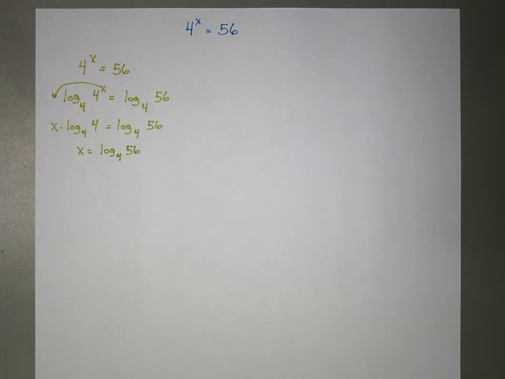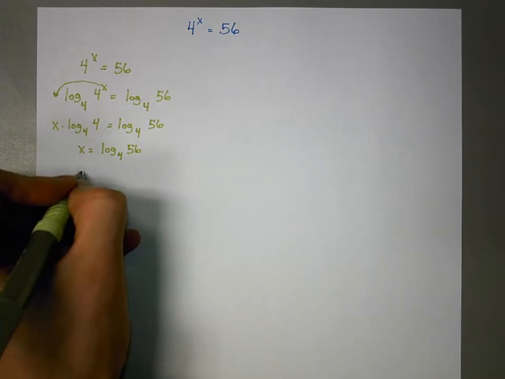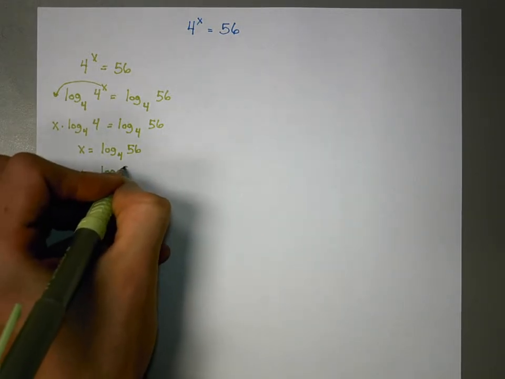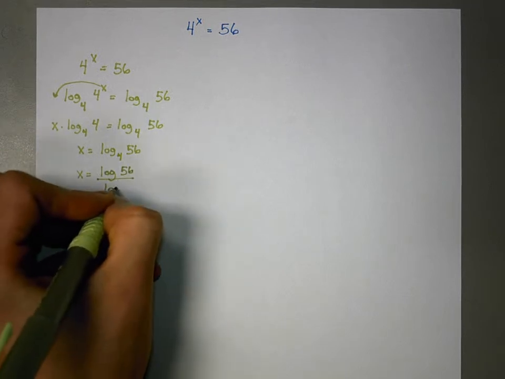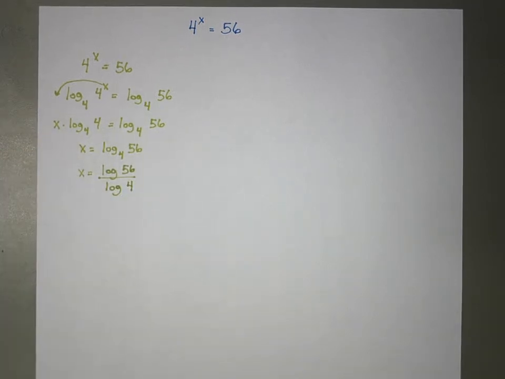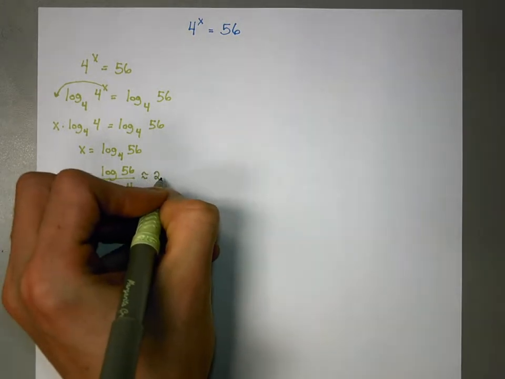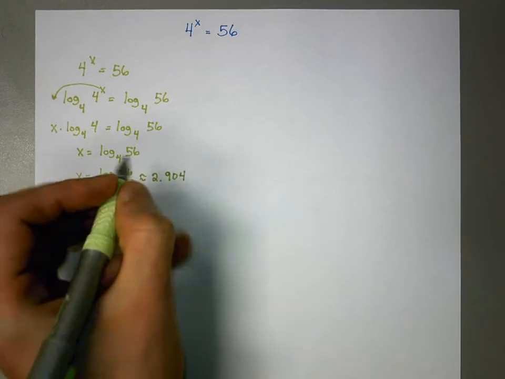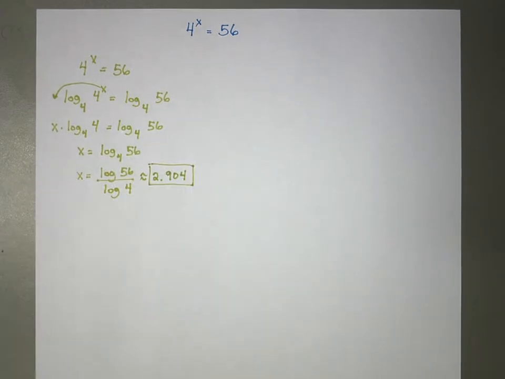I can then finish simplifying this by plugging log base 4 of 56 in my graphing calculator, or I can use the change of base formula, which means I write each piece of the log as its own separate base 10 log, and then log of 56 divided by log of 4 is approximately 2.904 rounded to 3 decimal places. So that's one way that we can solve this equation, taking log base 4 to both sides.